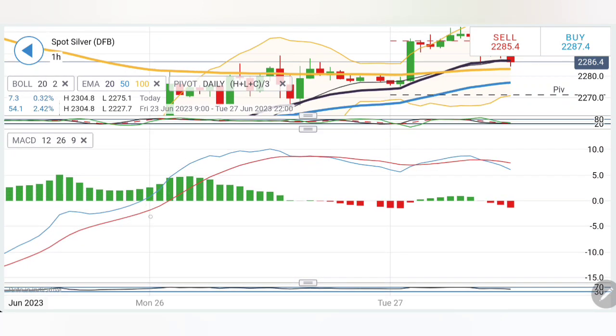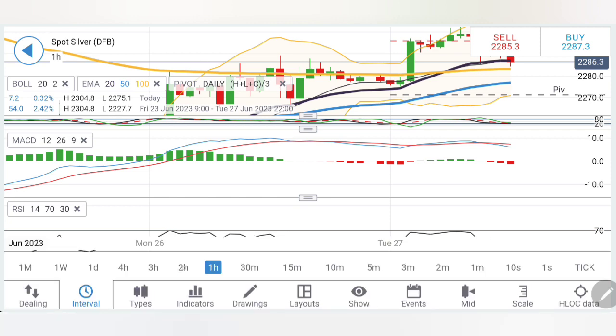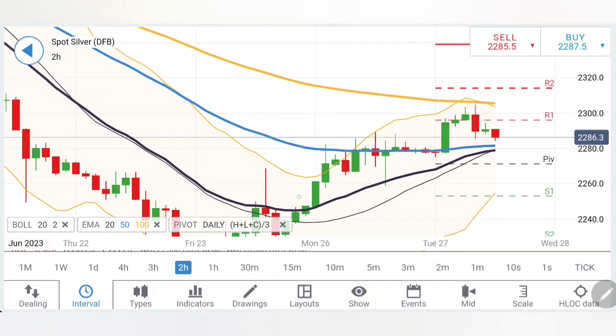Stochastic has dropped. MACD has crossed over, trading with divergence and bearishness. RSI is also looking downwards, indicating slight bearishness. Coming to the 2 hour.